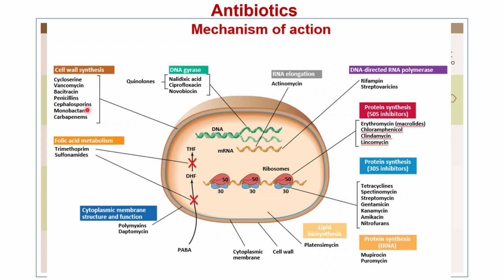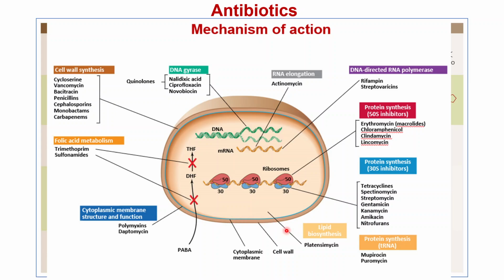We have folic acid metabolism inhibitors. We discussed it in the last class: from para-aminobenzoic acid or PABA to DHF and THF is the folic acid metabolism. The first step, from para-aminobenzoic acid to DHF, is inhibited by the sulfonamides, which are reversible inhibitors of this enzyme. And the DHF to THF conversion is inhibited by trimethoprim. Then we have the cytoplasmic membrane structure and function inhibition by polymyxins and daptomycin.